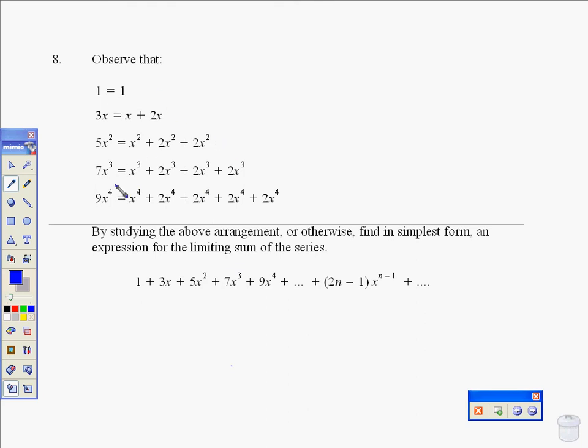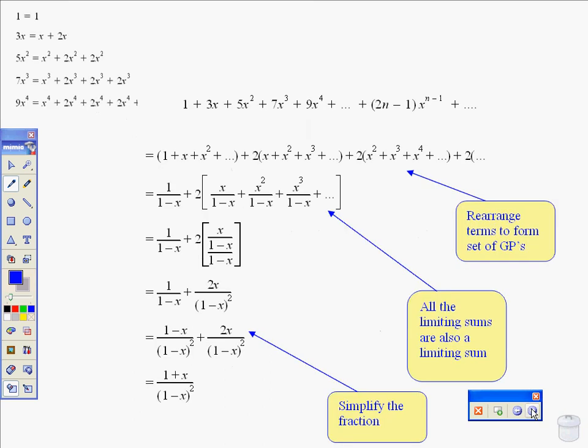So have a look, you've got 1, 3x, 5x squared, 7x cubed, 9x to the power of 4. So you can start to see that yes, there is a pattern that's starting to occur, but it goes on forever. So that's the trick we want to look at here. So we look at what we've got. There's our expression. There's all our expansions we want. We want to play around with this part here.